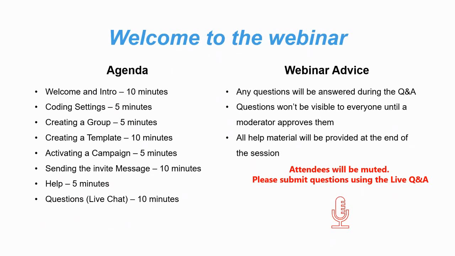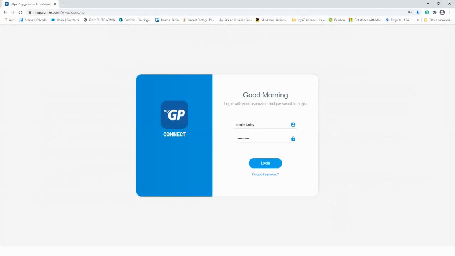So fantastic, we've had a look at what we're going to do. Let's dive into the session then. So the first thing we need to do is log on to our lovely MyGP Connect system. So I'm going to move to that now. Now I'm going to log into our demo area. So I'm using a dummy login. I'm going to click to log into my system.